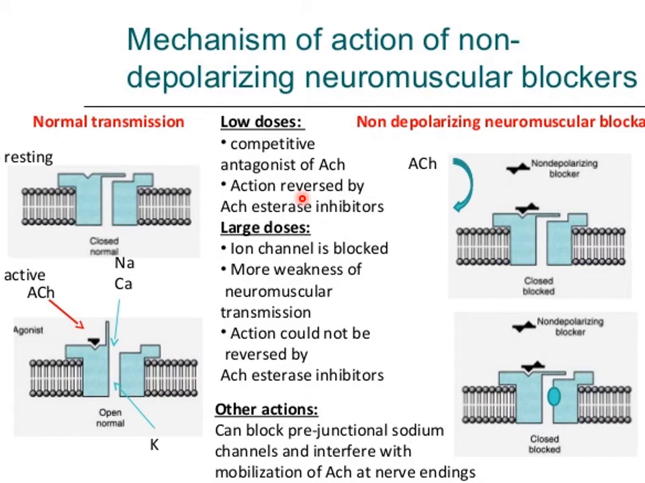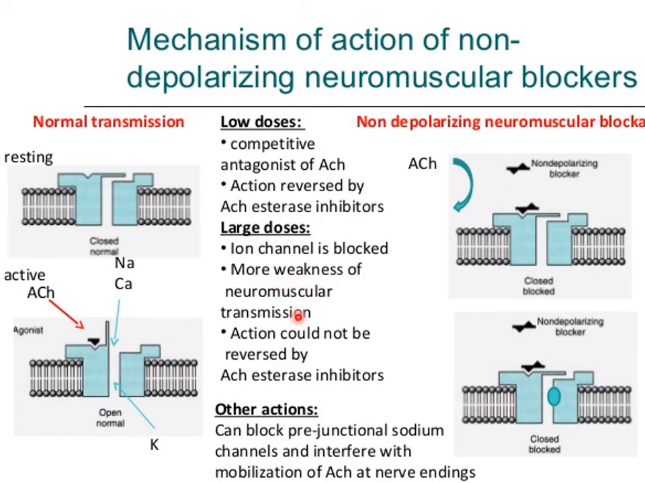If you use an inhibitor of this enzyme, acetylcholine will not be metabolized. More acetylcholine will be present at your motor end plate, so we can reverse the action of non-depolarizing neuromuscular blockers in low doses. But in large doses, these non-depolarizing neuromuscular blockers block the ion channel.